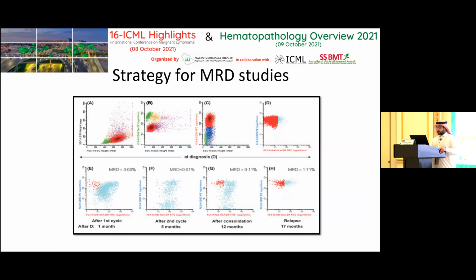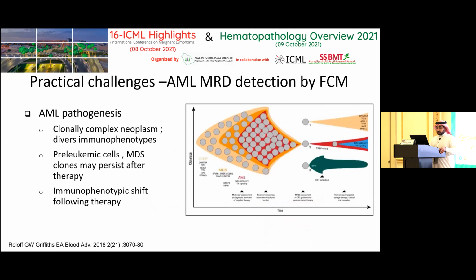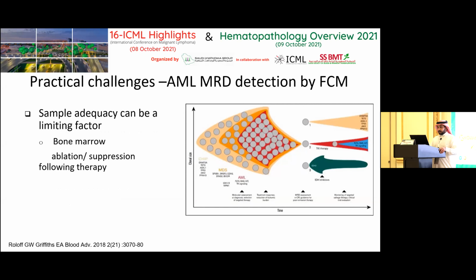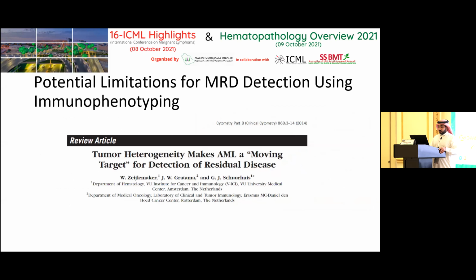There are some practical challenges in AML MRD detection by flow cytometry. Due to the pathogenesis of AML, a clonally complex neoplasm that drives the immunophenotypes, pre-leukemic cells, like in the case of MDS, might persist after therapy, and there is some antigenic shift following therapy. Also, bone marrow regeneration can elicit phenotype changes, particularly if there is growth factor therapy. Sample adequacy can be a limiting factor in case of ablation or suppression following therapy.